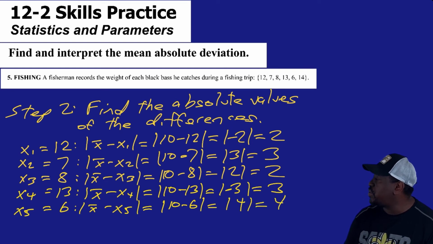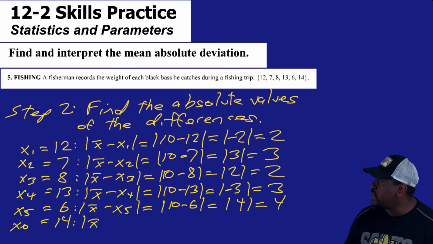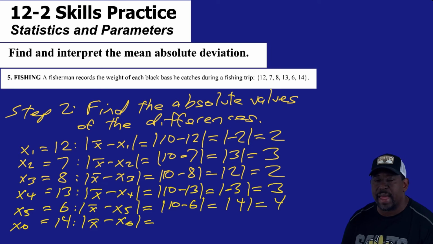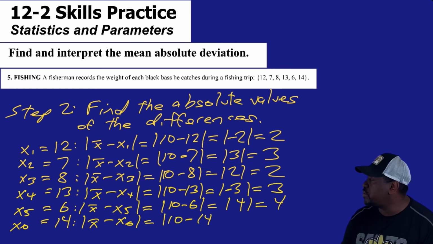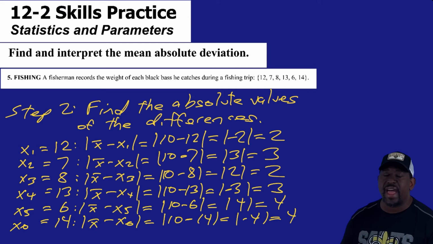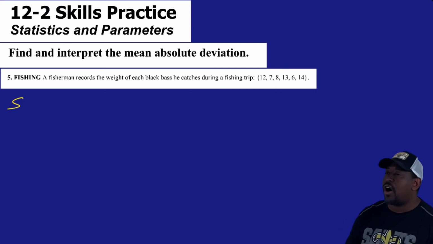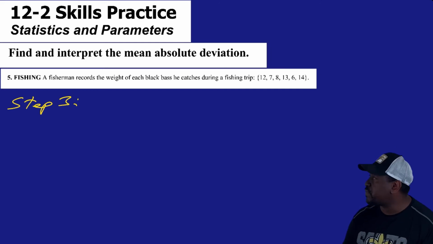Then we'll do the last sample, which is equal to 14. We take the absolute value of the difference, which is 10 minus 14, the absolute value of that. Since 10 minus 14 is -4, we take the absolute value of -4, which is equal to 4. And so we now have the absolute values of all the differences. That leads to step 3.